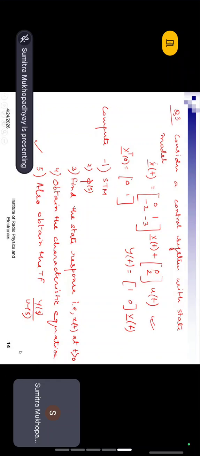Yes, that is. Okay. Now let us go for another problem. We will do two problems and we will conclude. Controllability, observability.